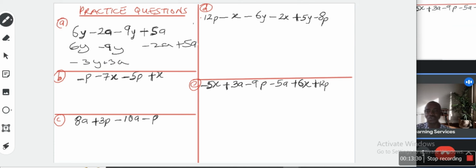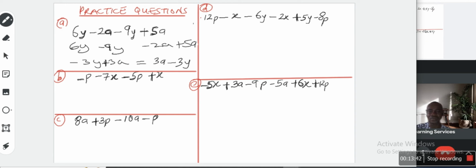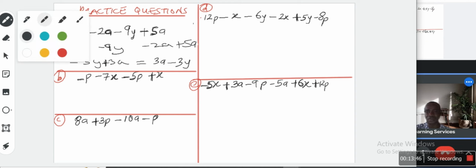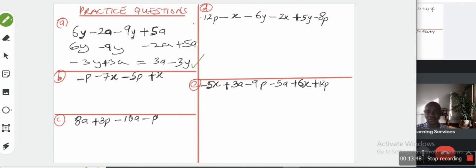You know, I told you you could write it differently. If this is correct, you might decide to write the plus first. You might want to write the 3a first before the minus 3y. All right, B. Let's go to B. That's correct. Okay, so B.